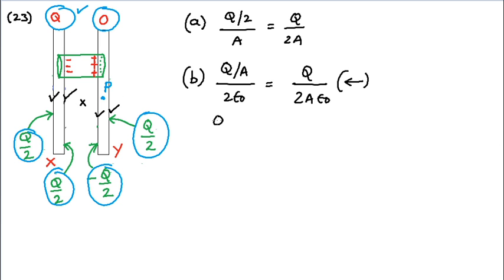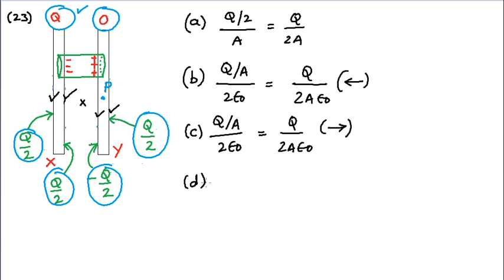So the charge density is Q by A, and of course I have to divide the charge density, that is sigma, by twice epsilon naught to get the electric field, which is of course Q upon 2A epsilon naught, and that electric field is pointing in the rightward direction. So that's of course the answer of part C.